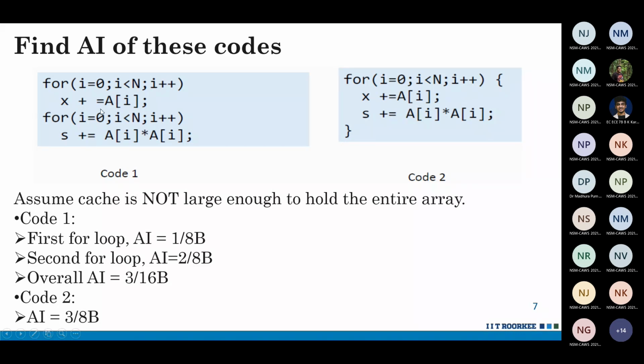Actually in code 1, after iterating, the cache is not able to hold it, so that A[i] will be lost. We won't have that A[i] in cache. But here, since we are doing it in the same iteration, we will have it with us. So we'll be fetching A[i] only once and we'll be doing three computations. So AI is 3 by 8. So this has much better AI.